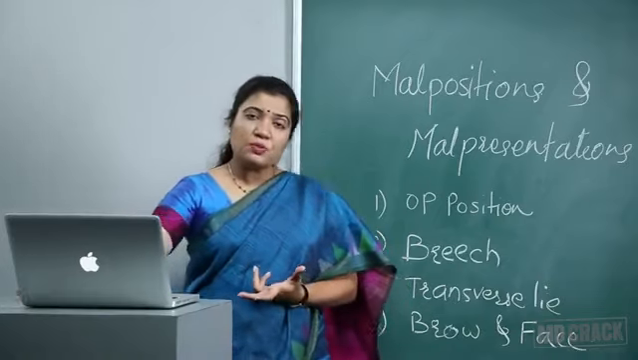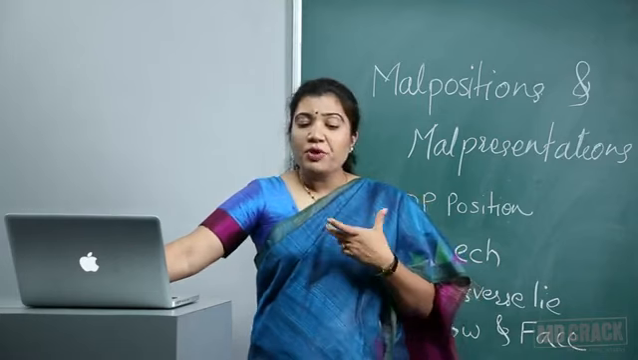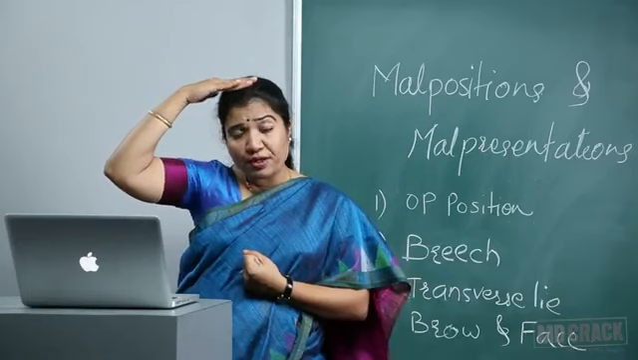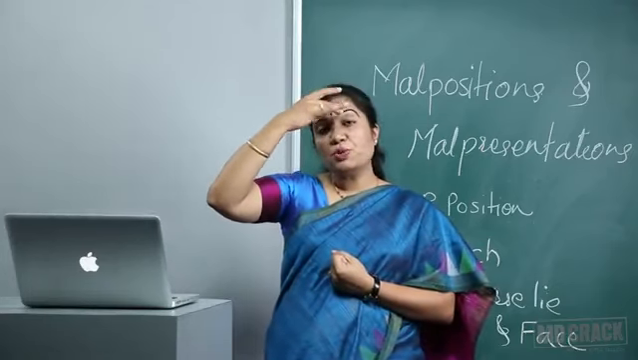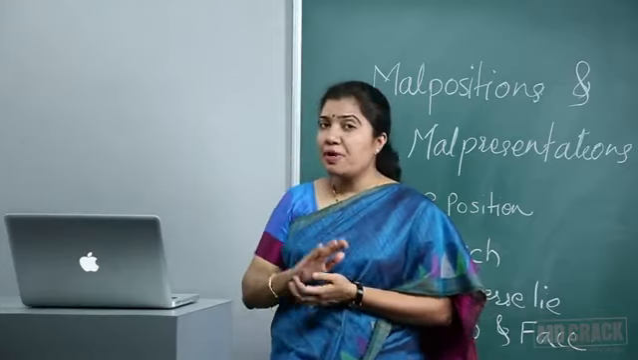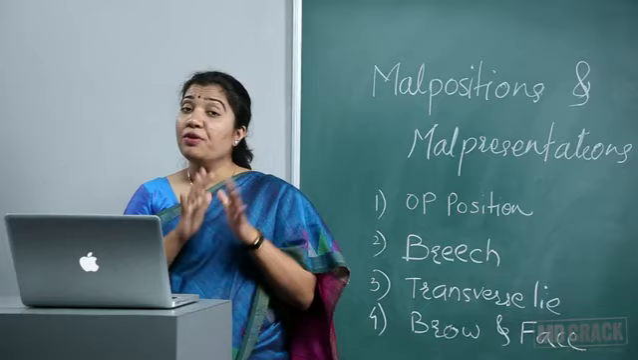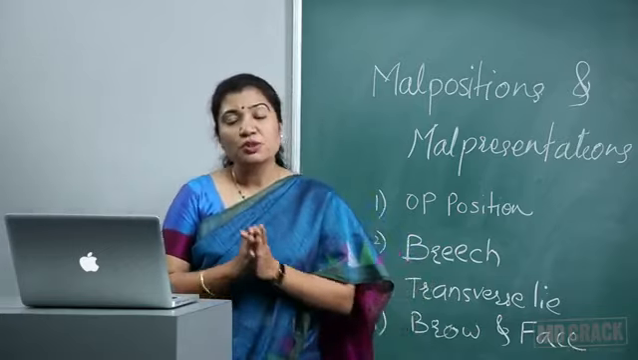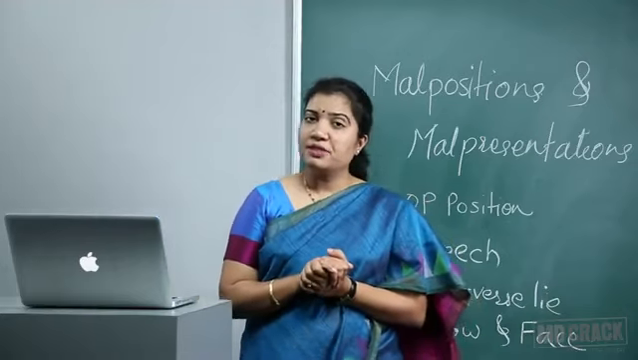How will you diagnose brow? Per abdominally it will be same as face. When you do PV examination, at that time, if you are feeling the anterior fontanelle very easily along with supraorbital ridges, if this portion is felt, then it is brow. As there is no mechanism of labor in brow in full-term baby, treatment is cesarean section. You are not supposed to waste any time and deliver the baby by cesarean section.